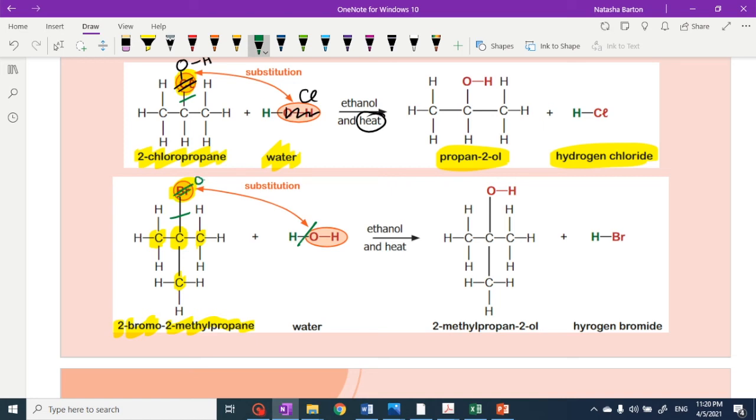So here we're going to have OH attaching, and over here the bromine atom. This will take place in the presence of heat. You can just draw a triangle, and we're going to have 2-methylpropan-2-ol forming at the end of this reaction, as well as a hydrogen halide, specifically hydrogen bromide in this case. So this is the last reaction. There's no other reaction that we need to study except polymerization.